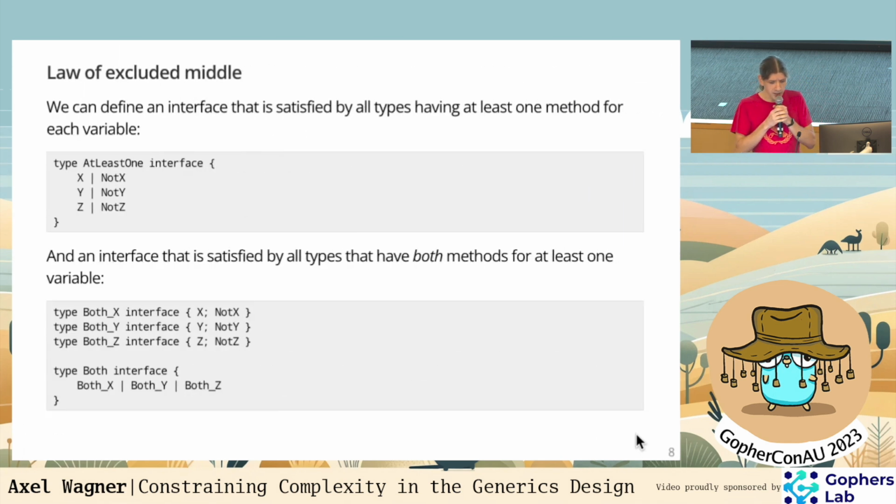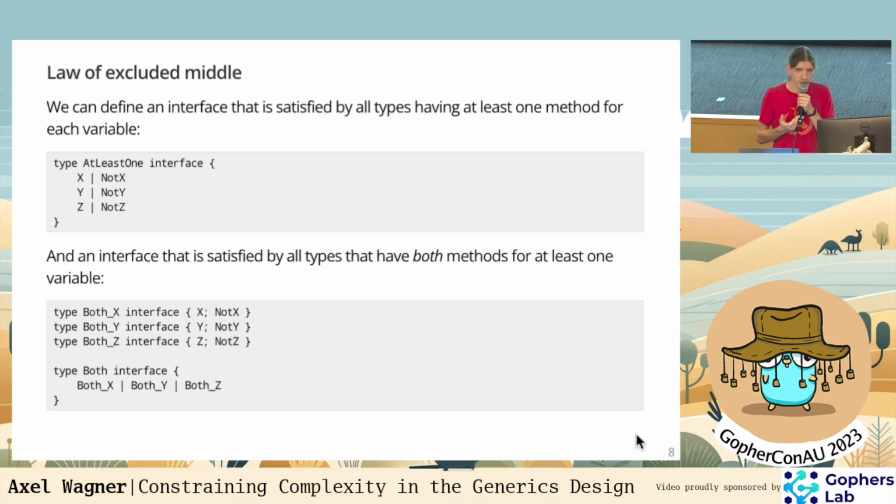The way we do that is by putting more interfaces into our program. The first interface I called at least one. A type satisfying this interface is guaranteed to have, for every variable, at least one of the x or not x methods. We do that by just writing down x union not x, and y union not y, and so on for all the variables. Now every type satisfying at least one will have for every variable at least one of the methods. So we solved our first problem with that.